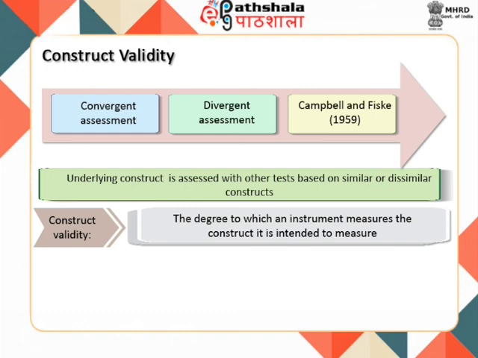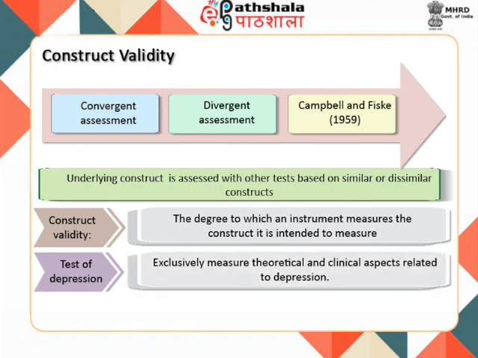For example, a test of depression is said to possess construct validity if its items have the capability to exclusively measure theoretical and clinical aspects related to depression.